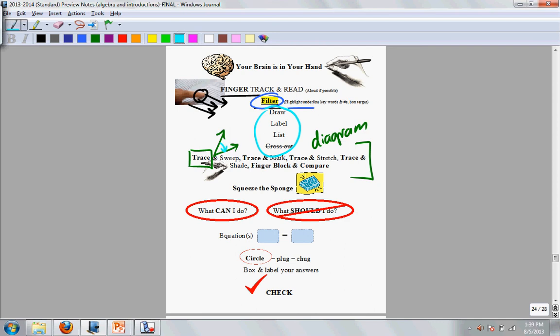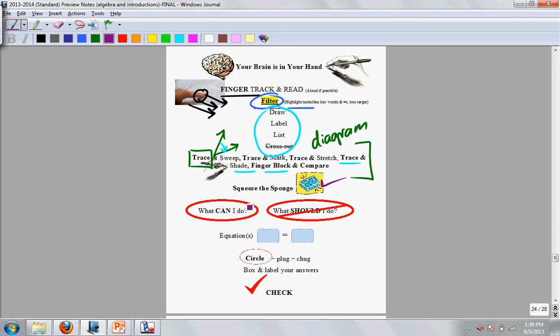You trace and mark things. You trace and stretch lines. You trace and shade stuff. You use your fingers to finger block and compare lengths. Again, look at all the buzzwords: tracing, shading, sweeping, blocking. You're going to do something I call squeeze the sponge. Well, I'll explain in just a moment.